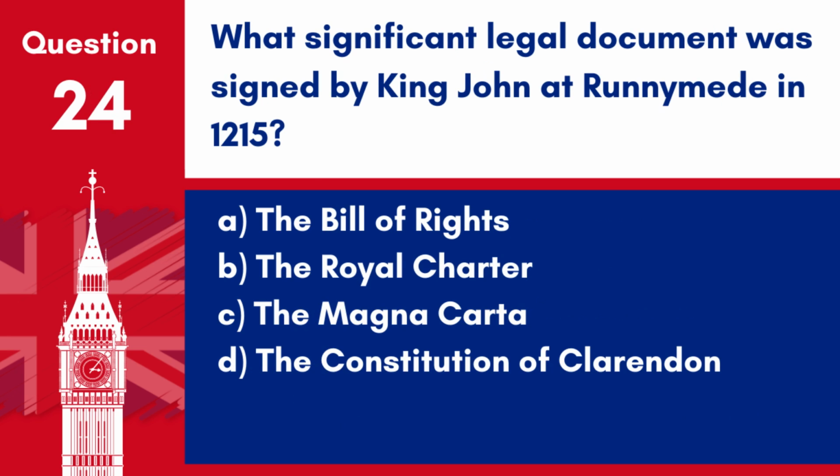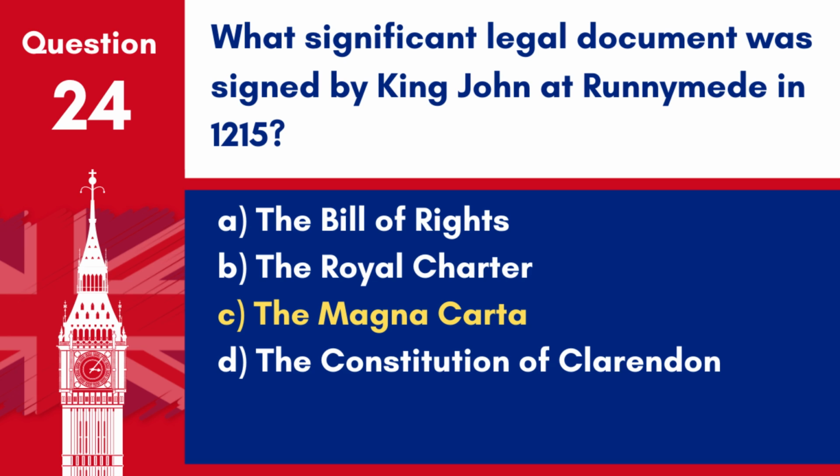Question 24. What significant legal document was signed by King John at Runnymede in 1215? A. The Bill of Rights. B. The Royal Charter. C. The Magna Carta. D. The Constitution of Clarendon.